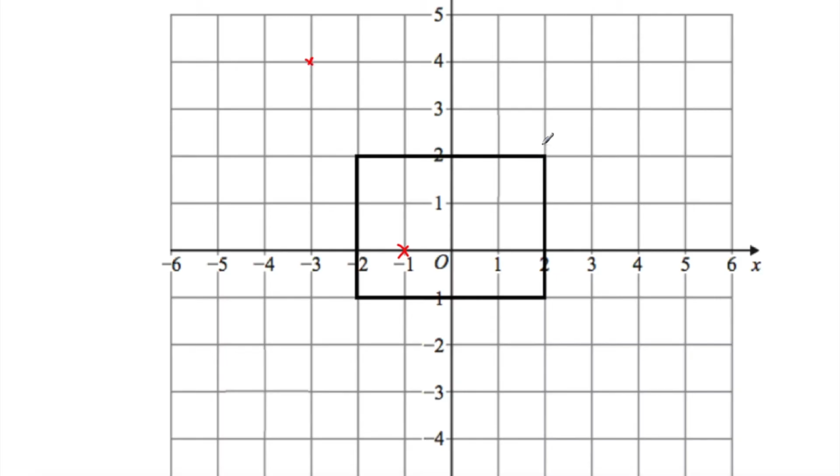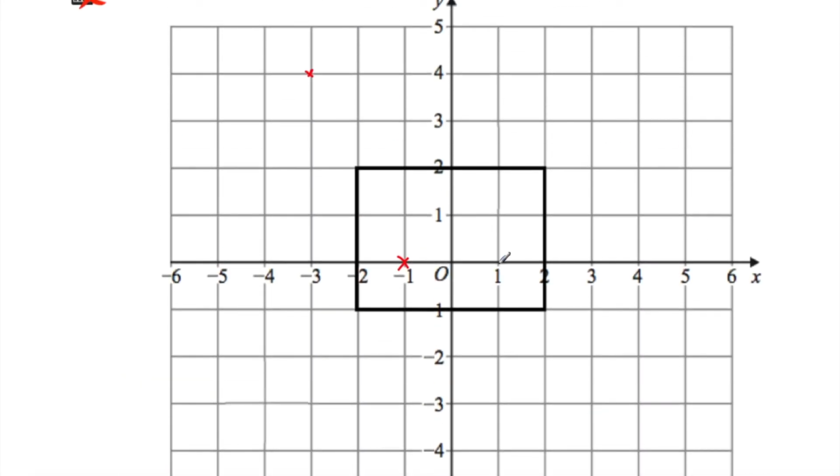Okay, so now let's have a look at this point. To get to this point from the center of enlargement, we would go 1, 2, 3 to the right and 1, 2 up. So instead of going 3 to the right and 2 up, we're going to double that because the scale factor of enlargement is 2. So we're going to go 6 to the right and 4 up. So we'll go back to the center of enlargement and go 6 to the right, 1, 2, 3, 4, 5, 6. That's here. And then we're going to go 4 up, 1, 2, 3, 4. So it's going to be there. Okay, so we've done that point and that point.